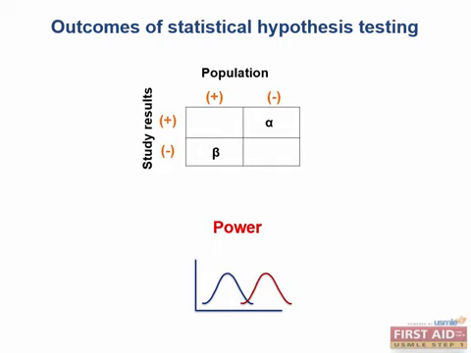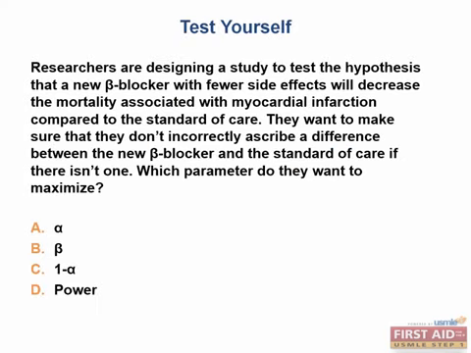Okay, did you get all of that? I hope so. Let's see with a practice question. Researchers are designing a study to test the hypothesis that a new beta blocker with fewer side effects will decrease the mortality associated with myocardial infarction compared to the standard of care. They want to make sure that they don't incorrectly ascribe a difference between the new beta blocker and the standard of care if there isn't one. Which parameter do they want to maximize?